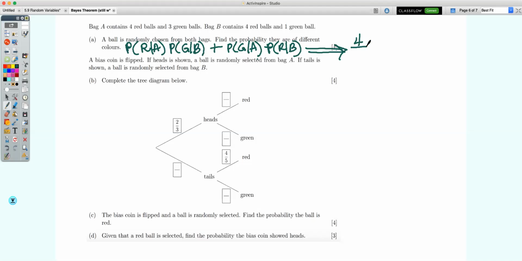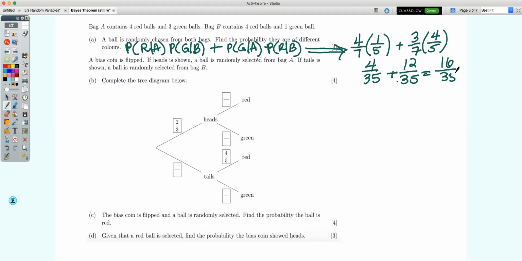There are 4 red balls out of the 7 from bag A, and then it'll have to be green from bag B, so that's 1 ball out of 5. If I'm drawing a green ball from bag A, that's 3 out of 7, and then a red ball from bag B, that's 4 out of 5. That's what we did at the very beginning of probability. This one is a non-calculator type of problem. So that's going to be 4 over 35 plus 12 over 35, which is 16 over 35.